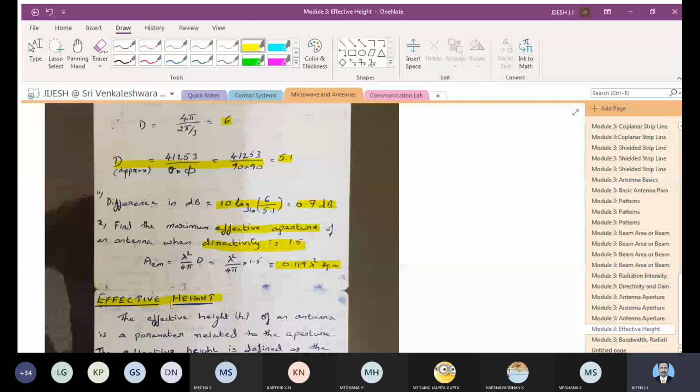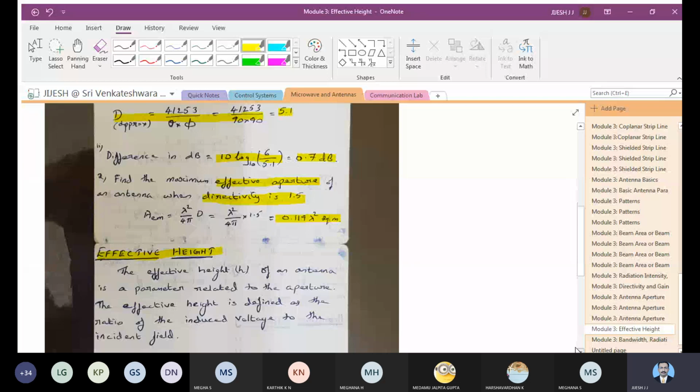So let us now discuss the effective height. All of you have completed the second problem. You can complete it. Then we will move on to effective height. So the second problem, it is just substitution of D in this equation. Directivity is given as 1.5. Substitute, you will get 0.119 lambda square.